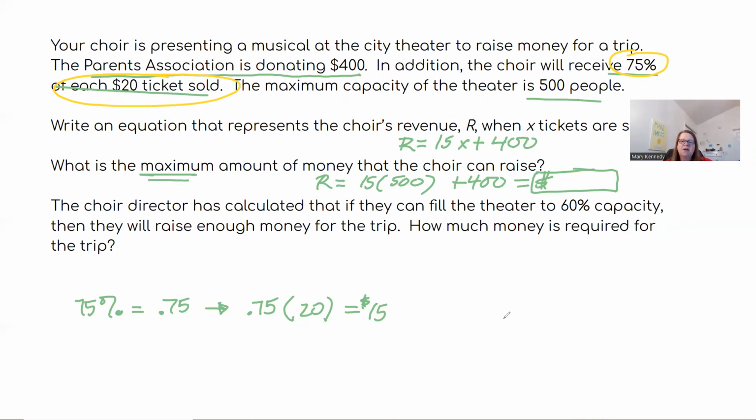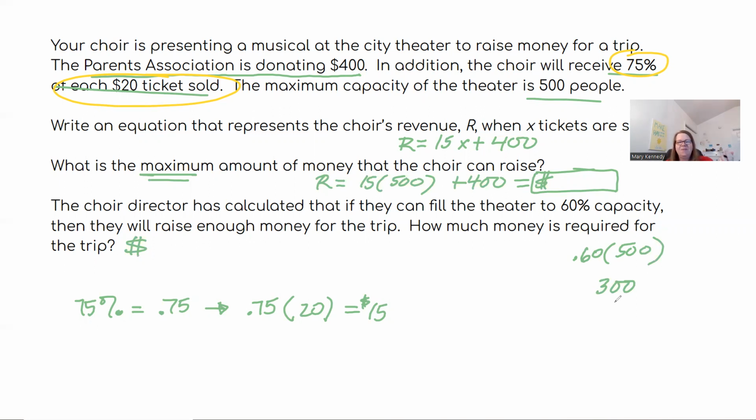And then the choir director has calculated that if they can fill the theater to 60% capacity, they'll raise enough money for the trip. How much money is required? Okay, so we're looking for a dollar amount. I'm going to go ahead and put a dollar sign here, just so I don't accidentally put the number of tickets or something like that. So 60% capacity. That means 60% full. And go back to the beginning. We know that the maximum is 500. So let's do 60% of 500 and see what that is. Well, 5 times 6 is 30, so that would be 300 people, 300 tickets.